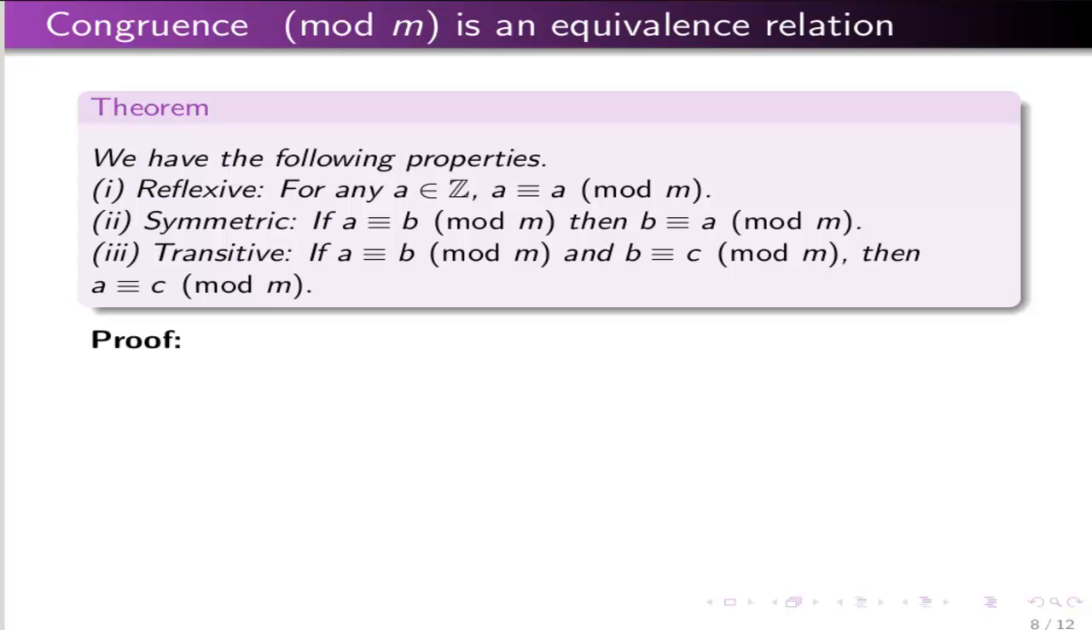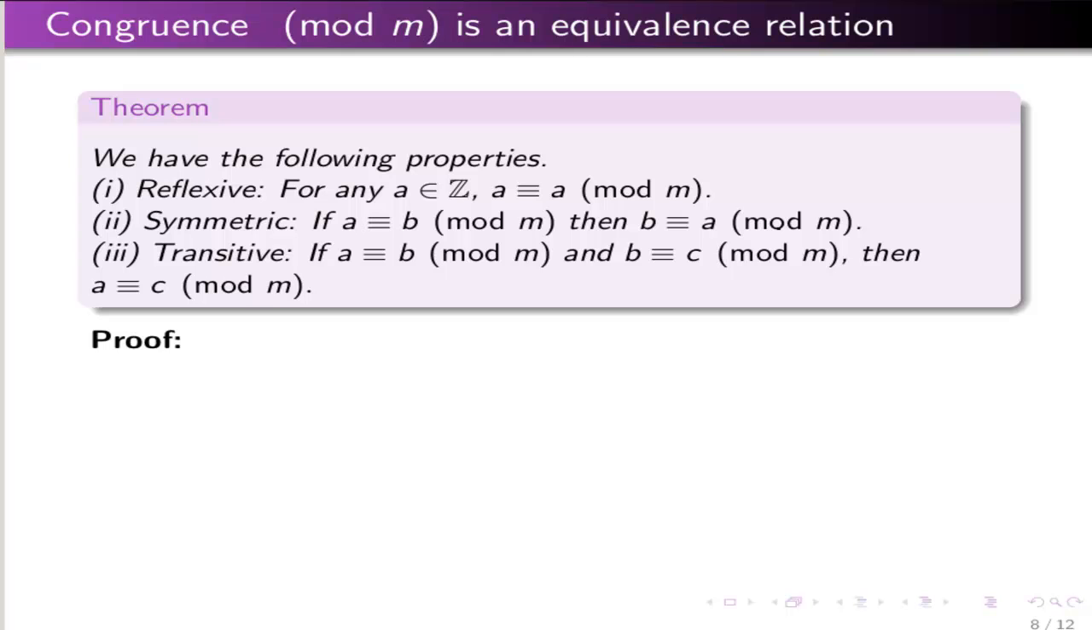Okay, congruence mod m is an equivalence relation on the set of integers. So what is an equivalence relation? It's a relation that has 3 properties, and I've enumerated them in this theorem. There is a reflexive property that for any integer a, a is congruent to itself mod m. We need to have a symmetric property. If a is congruent to b mod m, then b is congruent to a mod m. And then finally, a transitive property. If a is congruent to b and b is congruent to c, then a is congruent to c.